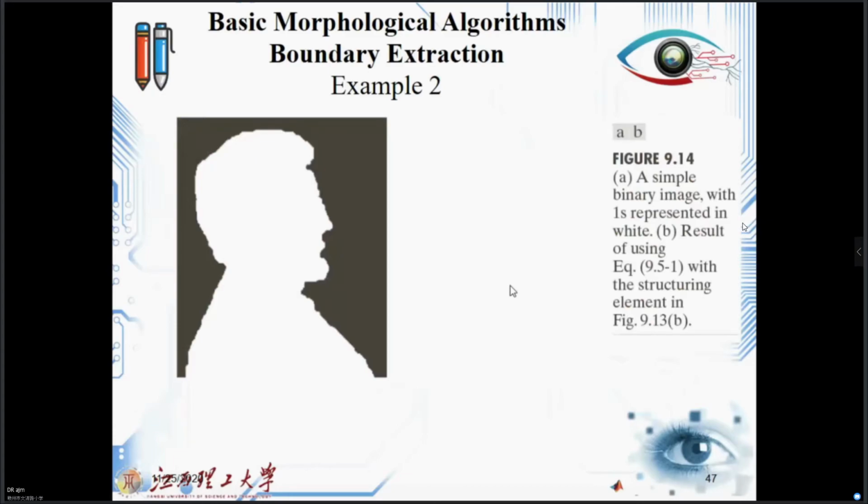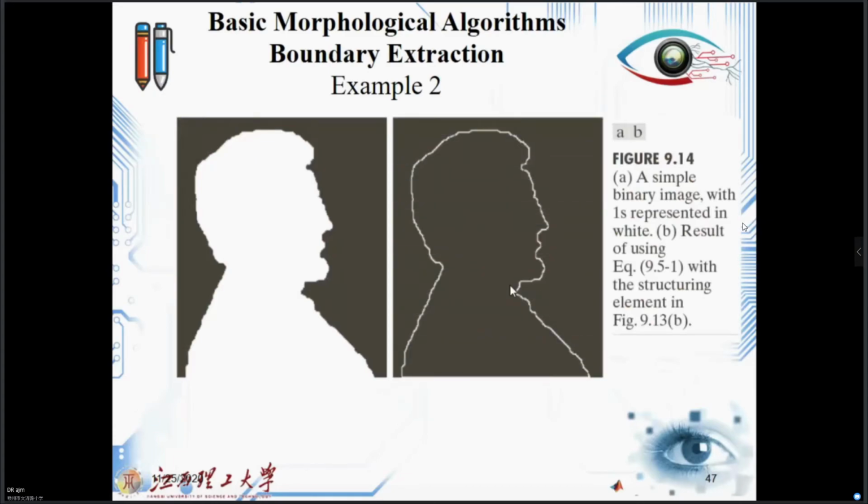And this is the act that we have done on one image. See the simple binary image we have with the first representation in white. And second is the using of the equation that we have with the structuring elements. You will see how it can detect that person.